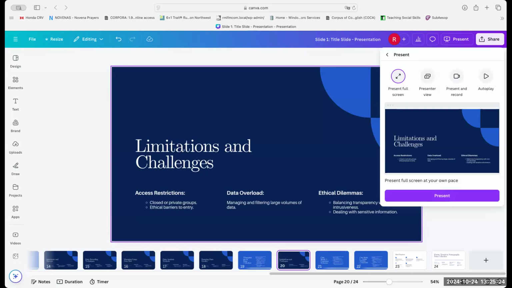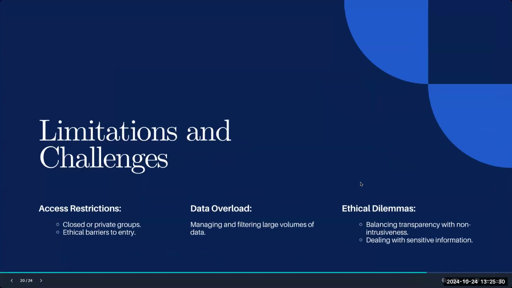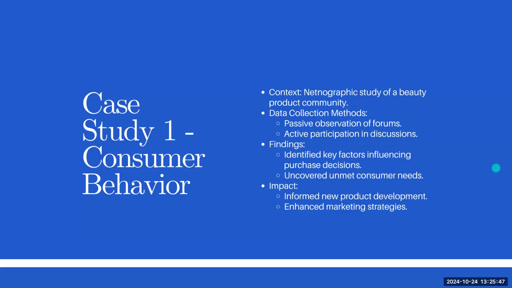All right, so some limitations are access and restrictions. You may not have access to closed or private groups. There may be ethical barriers to entry, data overload, again, filtering through an overwhelming amount of data, and ethical dilemmas as well can be a barrier.